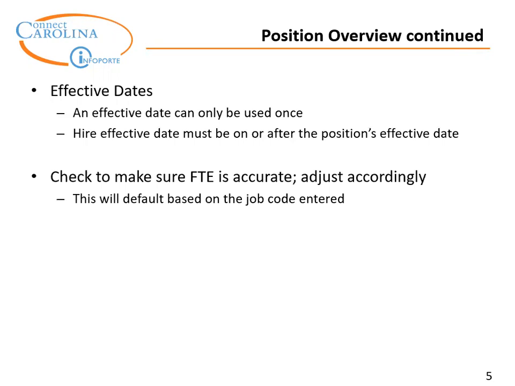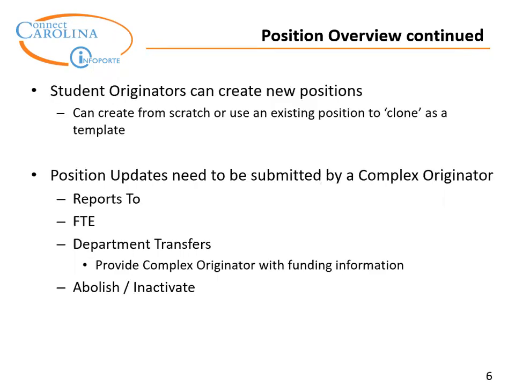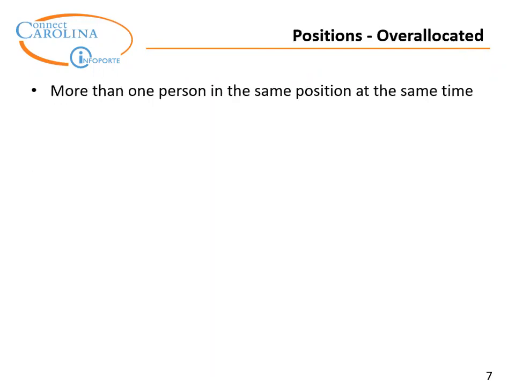Some information defaults in from the job code, like the FTE, so you want to make sure that's accurate, make sure the hours agree to what you need on the position. When you create a position, the default action is new. Changes to positions are often done by the complex originators. So if you have to alter a position in some kind of way, you can't do it as student originators. You can create positions, but you can't actually alter the position. So you need help from your HR staff to support that.